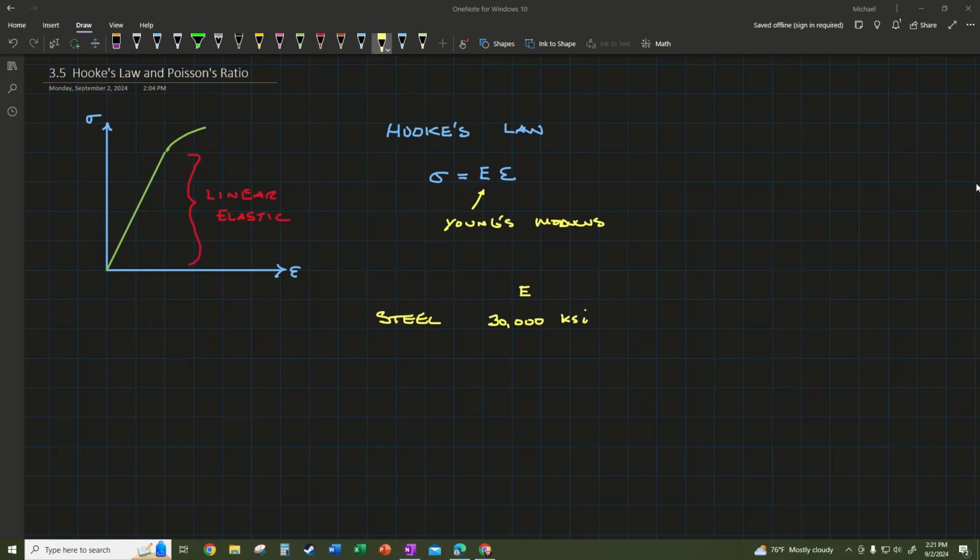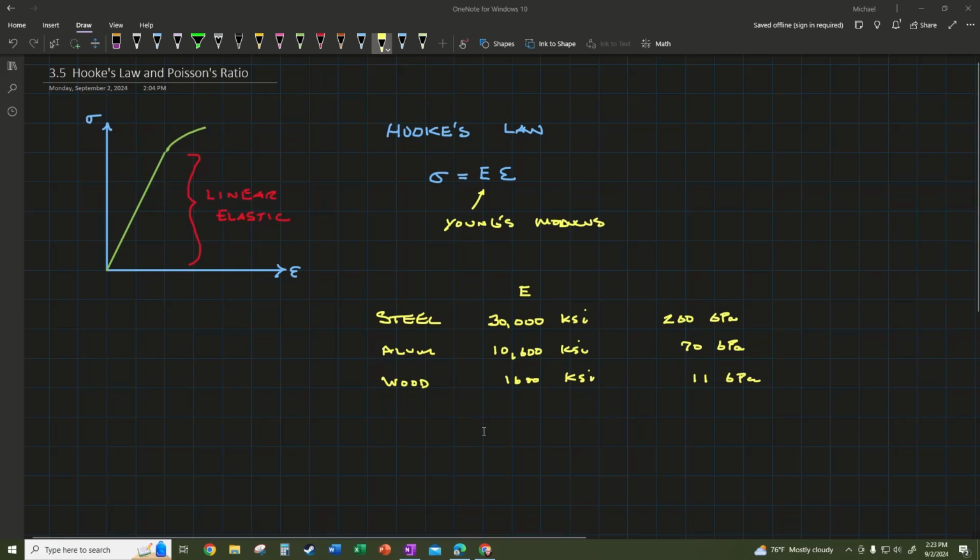So, for example, steel has a value of E of around 30,000 KSI, which is like 200 gigapascals, and aluminum has an E value of 10,600 KSI or 70 gigapascals, and wood is 1,600 KSI or 11 gigapascals.